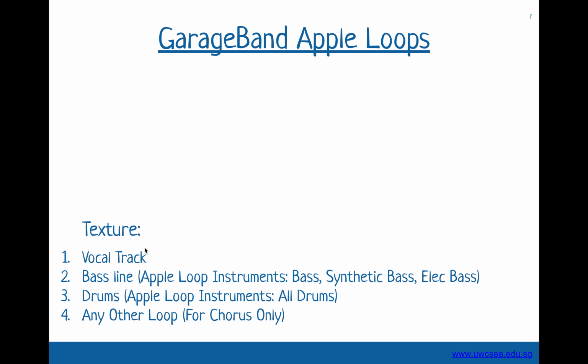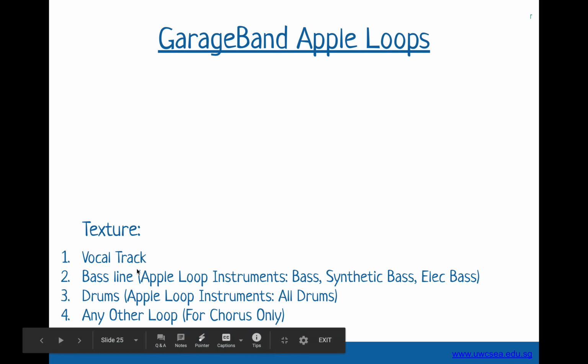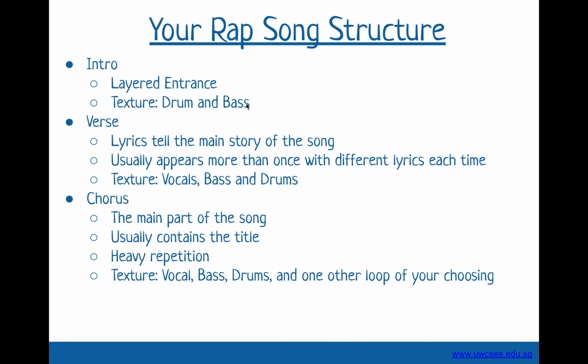So the first thing you're going to do is look through the loops and get acquainted with them. We're going to add a track with bass line and drums first. So here's the structure of your song: the introduction, verse, chorus, and then after that, later, you'll add another verse and then the chorus, verse, chorus. So for the introduction, you're just going to have drum and bass, and you can do a layered entrance if you want, where it's just the drums or just the bass, then they come in one after another.